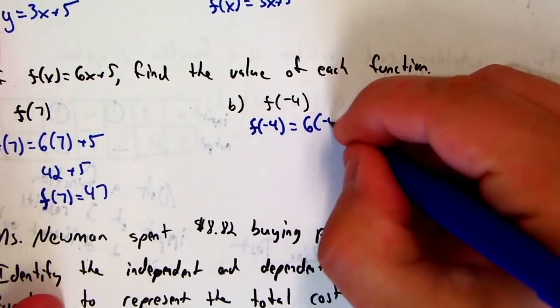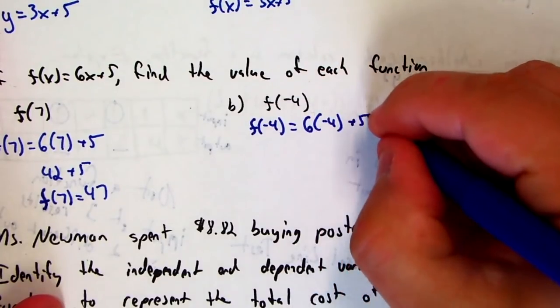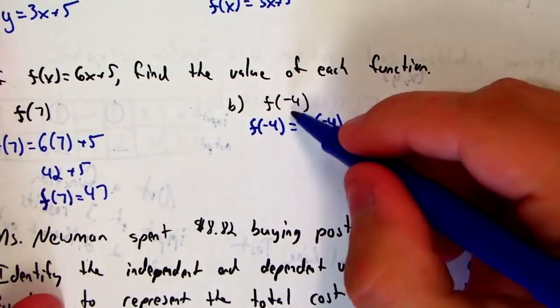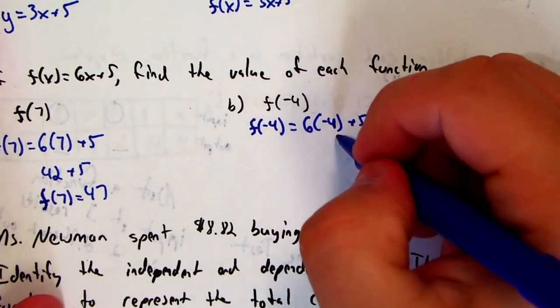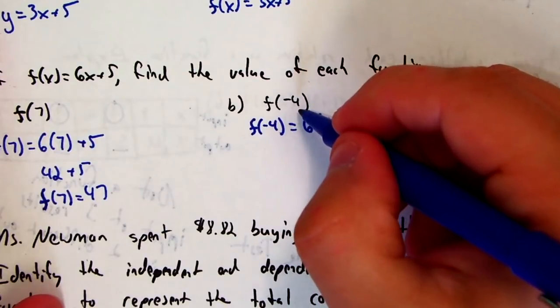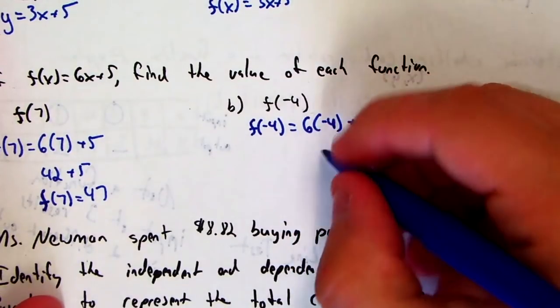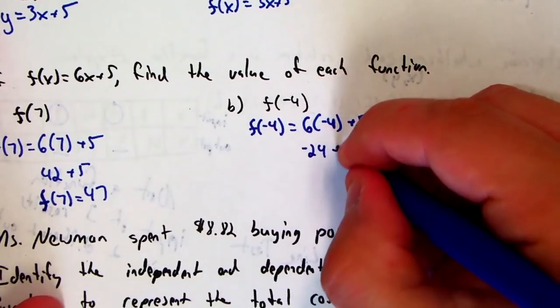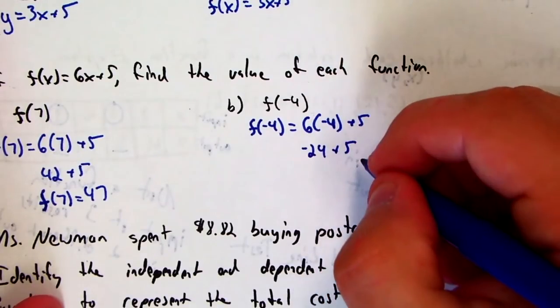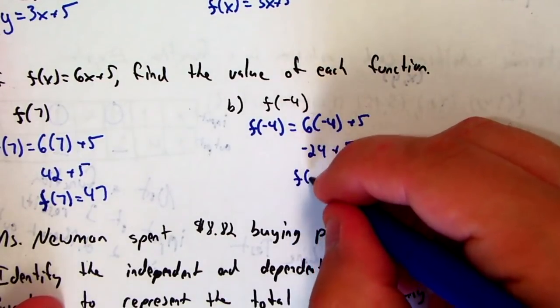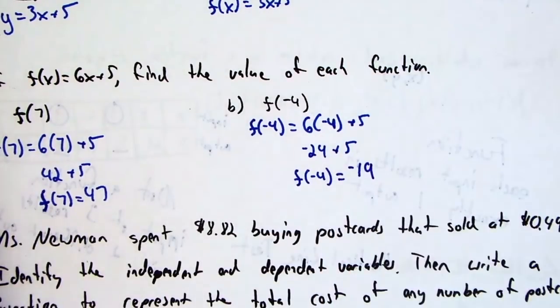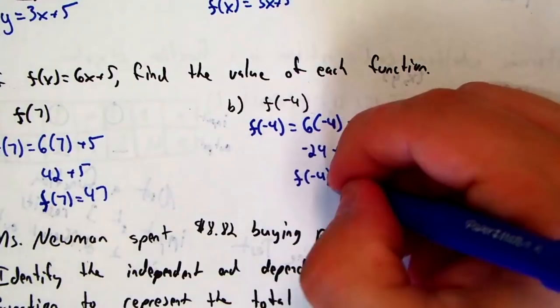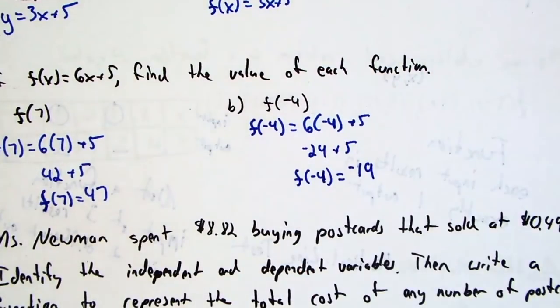For letter B here, exactly the same thing. We're going to say f of negative 4 is equal to 6 times negative 4 plus 5. Again, wherever we see an x, we're going to substitute in negative 4 because negative 4 is the input. 6 times negative 4 is negative 24. Negative 24 plus 5, so f of negative 4 equals negative 19.